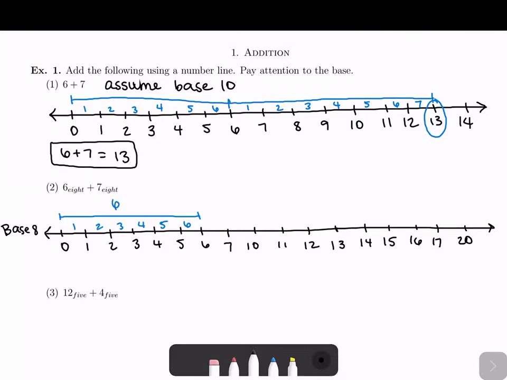And up here in our first example, we don't have to label that it's in base 10, because if it's not there, we're just going to assume it's base 10. But if it's not, you need to label it.